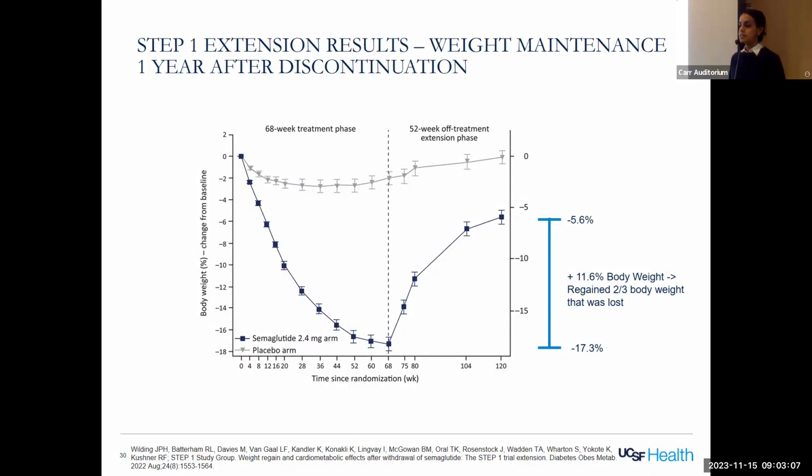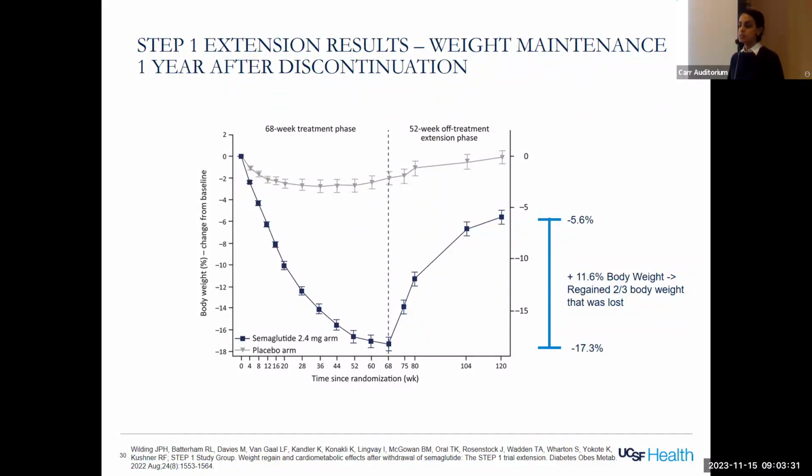So this is the STEP 1 extension phase. What they did here was they had individuals in this dark line here on semaglutide 2.4 for 1 year. And then that group came off the medication. And what you can see is a steady increase in body weight. So over the course of 1 year, patients regained 2/3 of their body weight that they had lost. And we expect that number would probably go up even higher as time goes on.